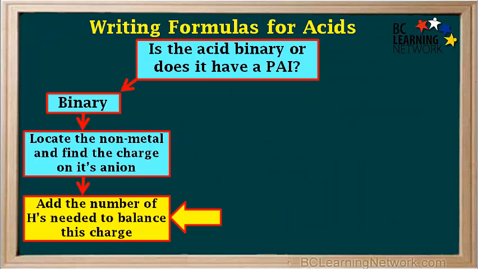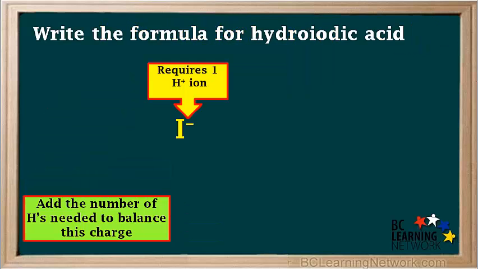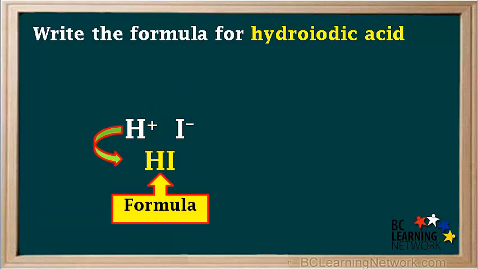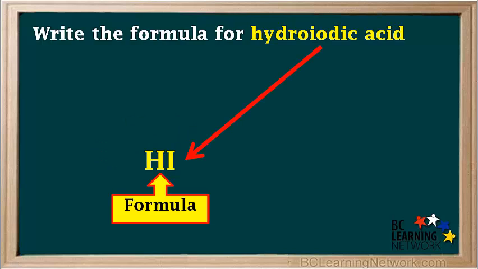The next step in the process of writing the formula is to add the number of H's that are required to balance the charge on the anion. Because the charge on the iodide ion is -1, it requires one H+ ion to balance the charge. So we have one H+ ion and one I- ion. These combine to give the formula HI. So the formula for hydroiodic acid is HI.